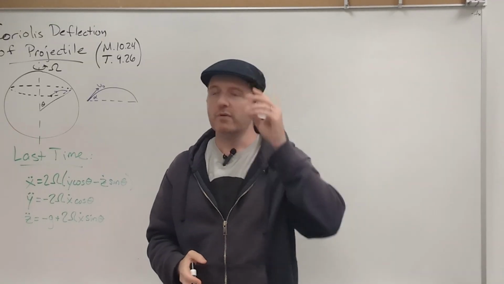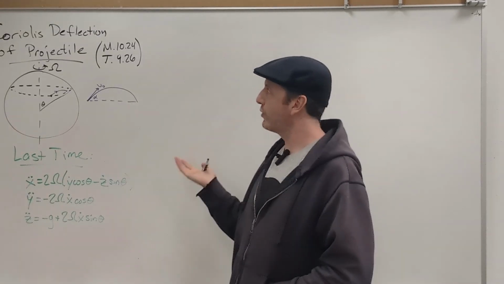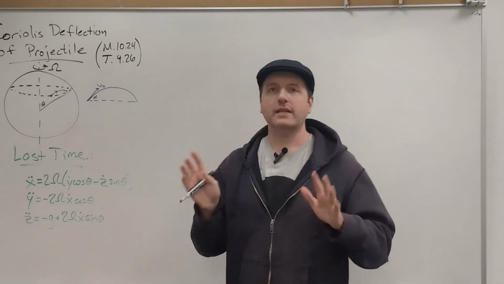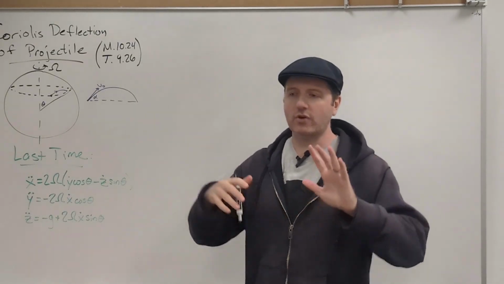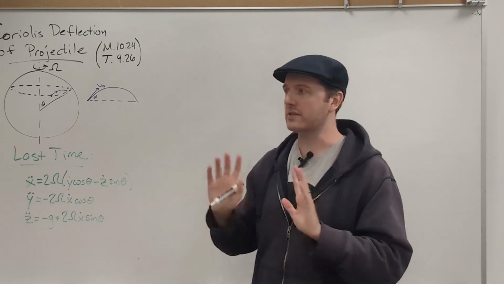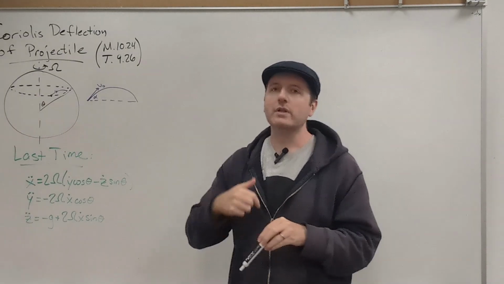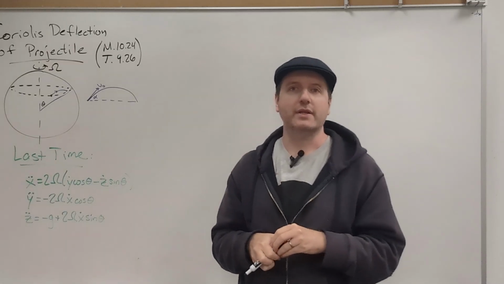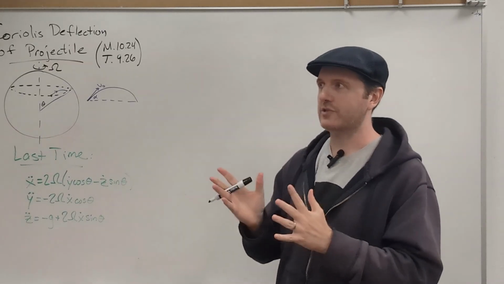Okay, so today I thought we would continue on with our discussion of the Coriolis force. And last time, we looked at the Coriolis deflection of an object that was dropped from some height above the Earth at some latitude. And now we really want to take this to the projectile motion level and look at an object that's launched.